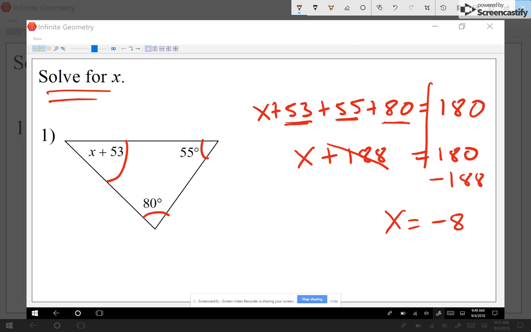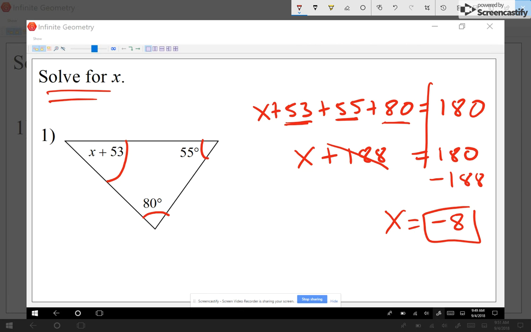So once again, all we're going to do is add all three angles. If you notice, I added all angles, x plus 53 plus 55 plus 80. So basically, I'm adding all the angles, and it is equal to 180. Always. Right? And then just solve for x the way you know how to solve for x. Whenever you type it, make sure you don't have to type x equals. Just type in negative 8. That will be it. Solve for x, negative 8.